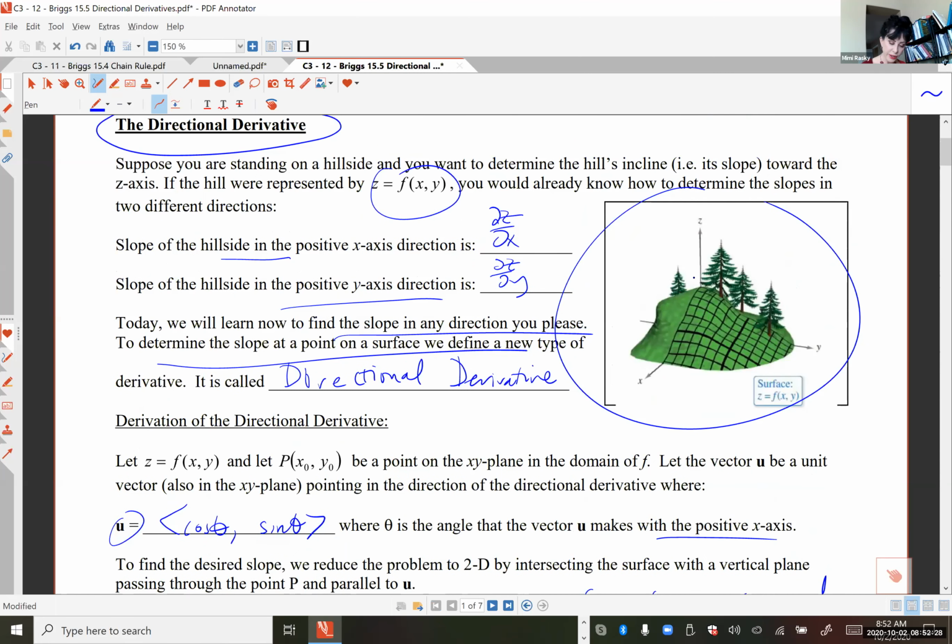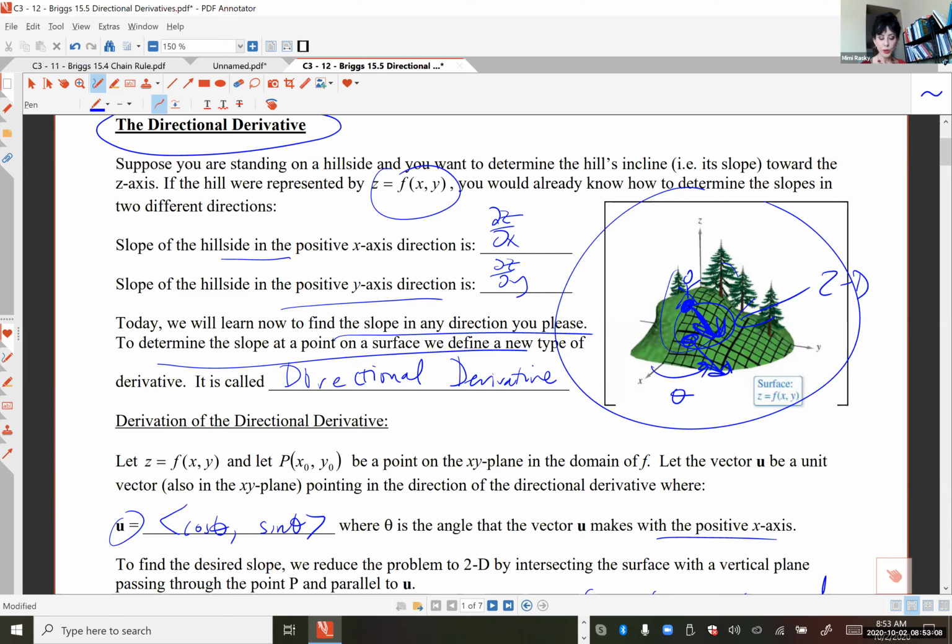Let's say this is a point, this is where you're standing. You want to find the slope, not pointing in the positive x and y axis direction. Let's say you want to find the slope looking this direction. This vector here is a 2D vector, so you can drop it down to the xy plane and look at this angle theta that it's making with the x-axis. You want to know the slope going diagonally in between the x and y axes, and the directional derivative is going to help you get that.